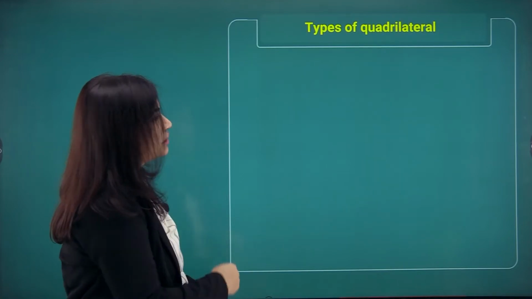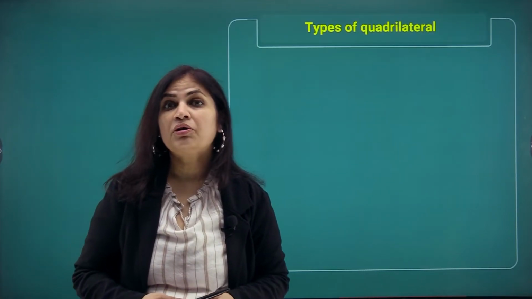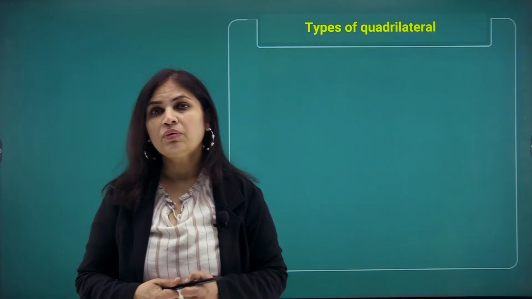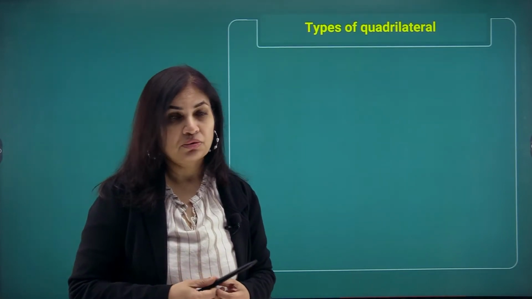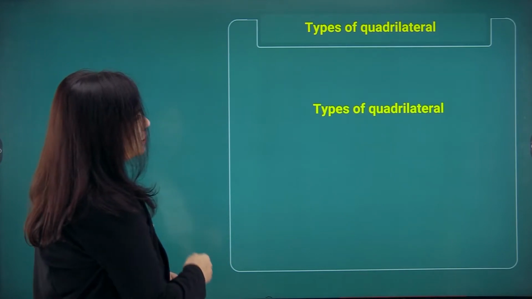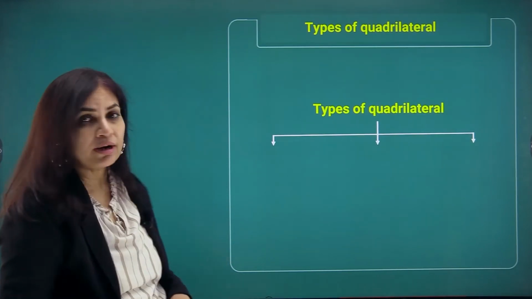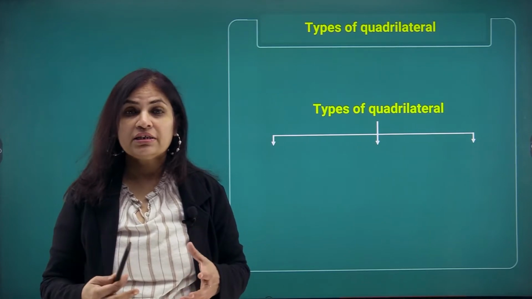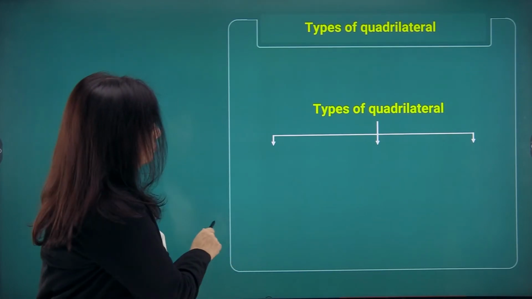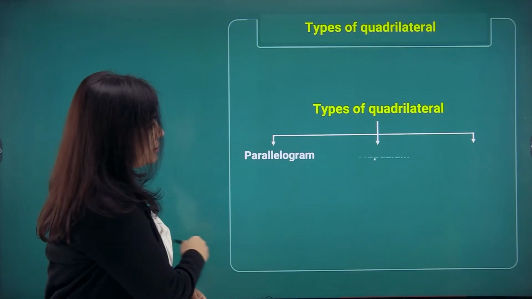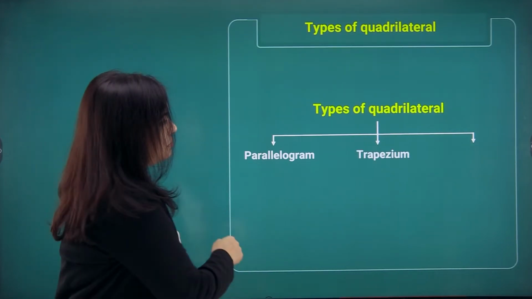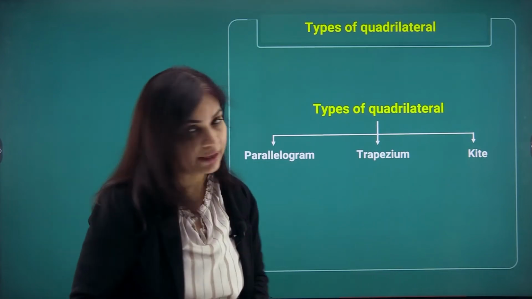Now, next, as I told you, we will be studying types of quadrilaterals. Not all quadrilaterals are squares and rectangles. There is a much broader classification. What is the classification? Broadly, the quadrilaterals can be divided into 3 types. The first is a parallelogram, the second is a trapezium, and the third is a kite.